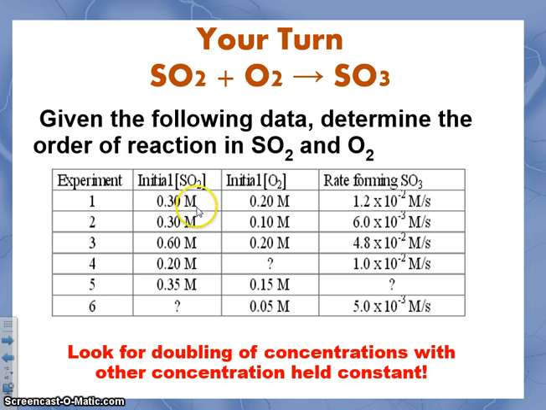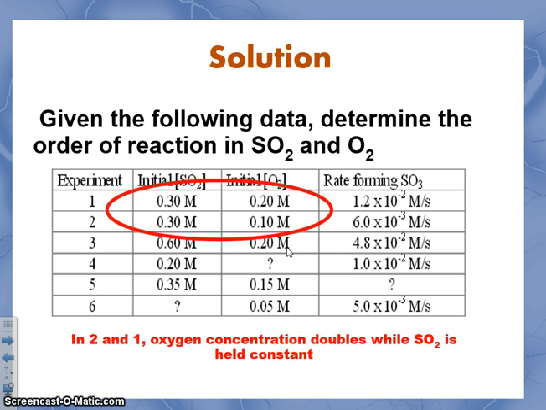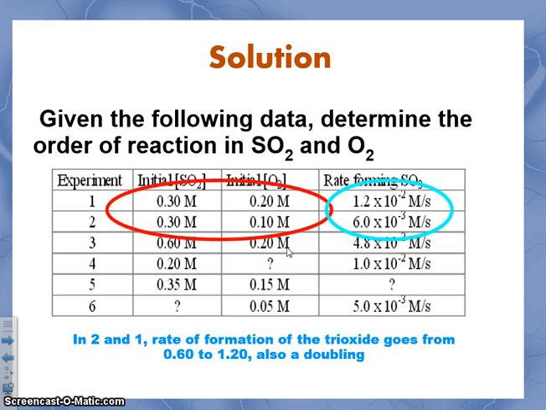So here, for instance, the SO2 is being held constant, and between number 1 and number 3, the oxygen is being held constant. If you look at the 2 to 1, the oxygen concentration is doubling while the sulfur dioxide is held constant. And the rate of formation of the trioxide is going from 0.6 to 1.2. That is also a doubling of the rate going here from this smaller number to this larger number.